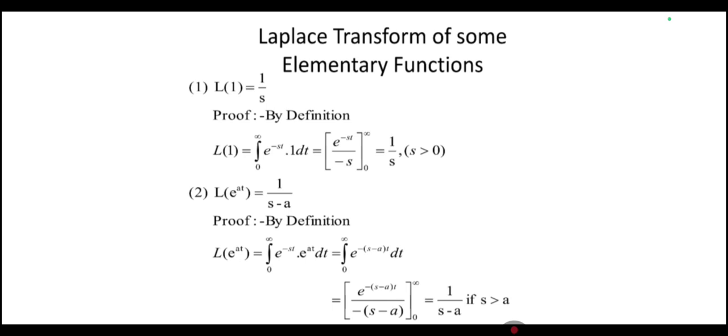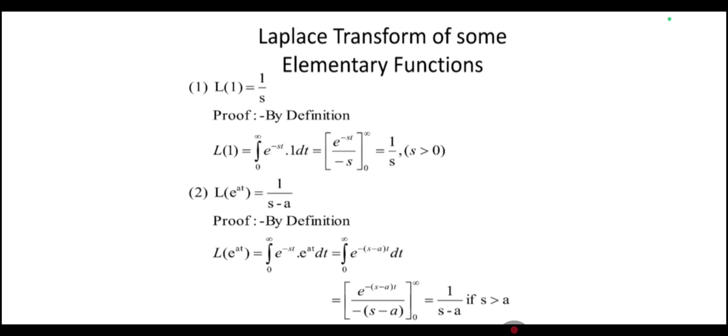Now we can integrate this. We get e power minus st divided by minus s. Now substitute the limit 0 to infinity. When you substitute this one, upper limit minus lower limit, we will get 1 by s. So L of 1 equal to 1 by s. Here this s must be greater than 0.